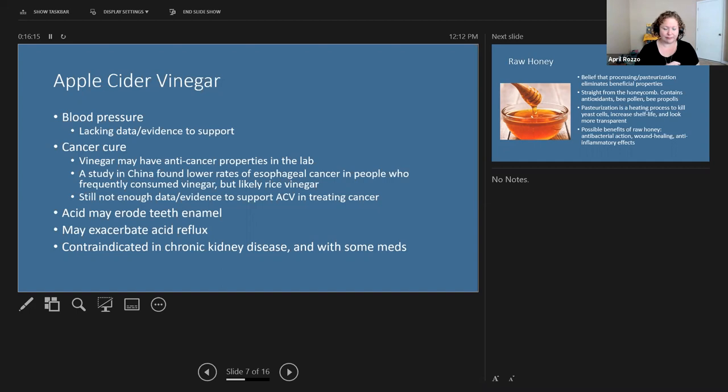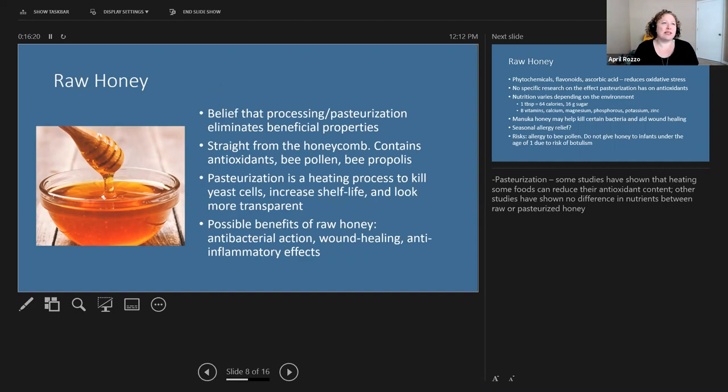Raw honey, again, just like apple cider vinegar, the push for raw honey has been around for several years. It has a lot of purported health benefits. The concern for the push for raw honey versus pasteurized honey is the belief that the pasteurization process eliminates the beneficial properties that are in the raw honey. So raw honey straight from the honeycomb contains antioxidants, bee pollen.